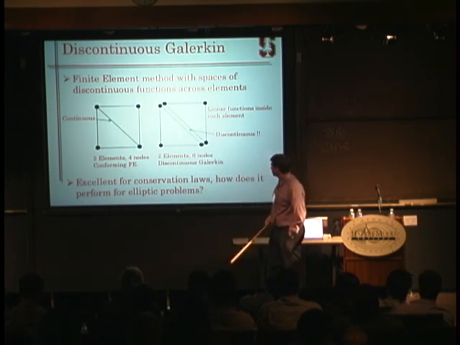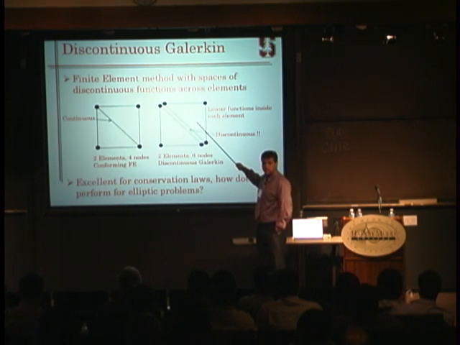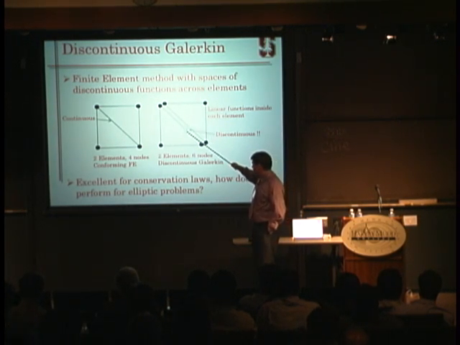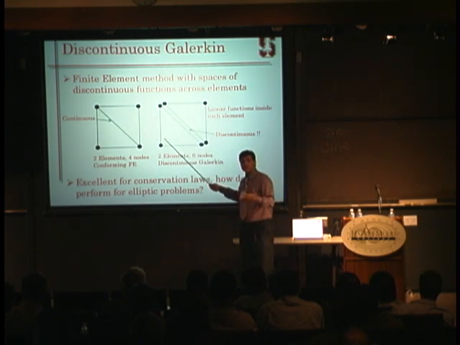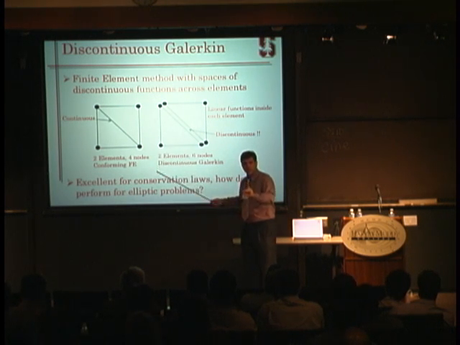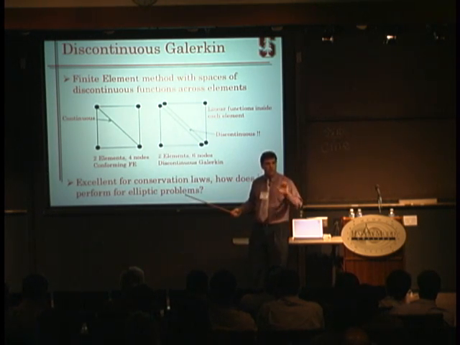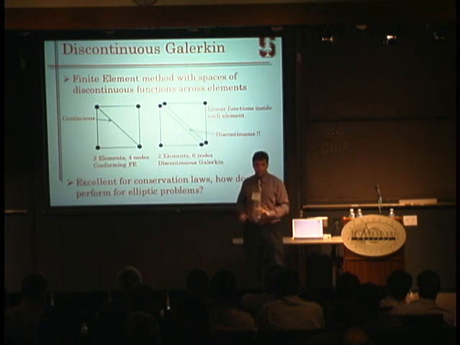In discontinuous Galerkin, with these same two elements, you will allow discontinuities to appear across the boundary, and hence you will need 2 more degrees of freedom. So for this mesh, you're going to have 2 elements, but 6 nodes. So when you compare meshes in discontinuous Galerkin and in conforming methods, you're really comparing meshes with different number of nodes. Okay?